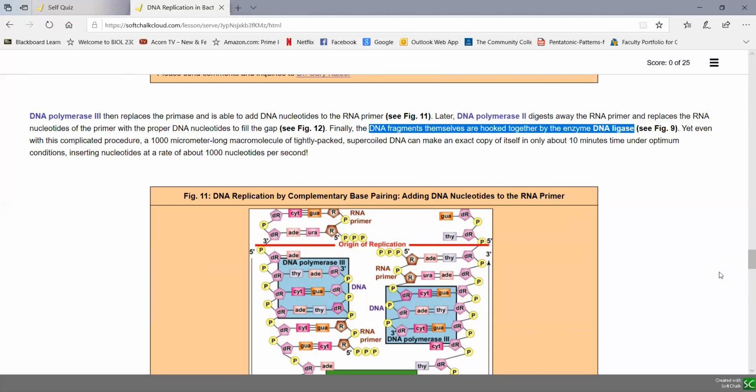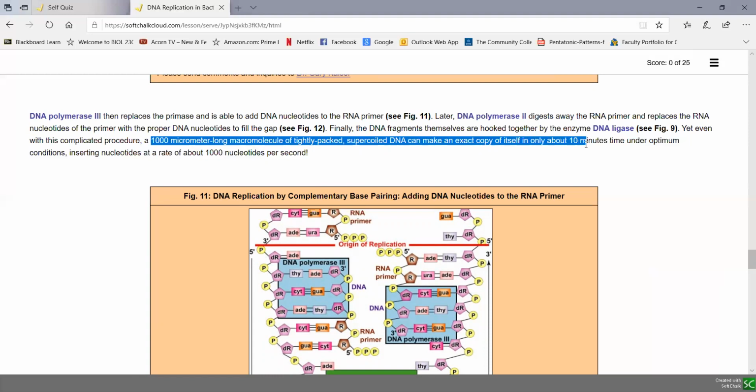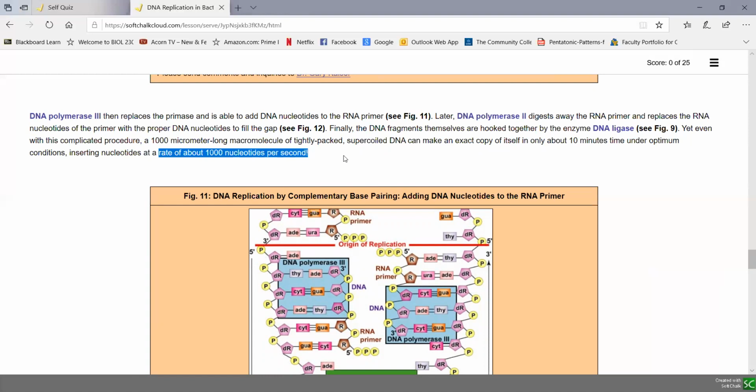So it's a pretty complicated process, and yet a 1,000 micrometer long piece of tightly packed supercoiled DNA can make an exact copy of itself in about 10 minutes time in bacteria under optimum conditions. And it's inserting nucleotides at the rate of about 1,000 nucleotides a second. So it is very efficient.